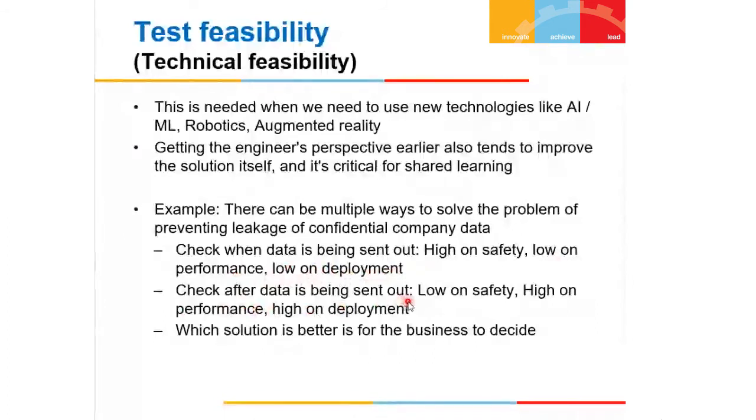This is with the assumption that most of our people are honest and they will not be doing it, but you still want to do an audit later on. So this is low on safety because if there are any malicious employees, then you will be losing certain critical data, but it is high on performance and high on deployment. So depending on the situation, depending on the scenario, depending on the company's context, one of these solutions will be better than the other. So let the business decide which is a better solution. So this is the technical feasibility part of it.